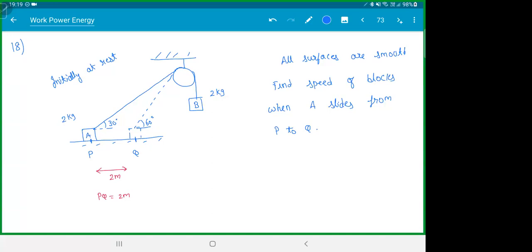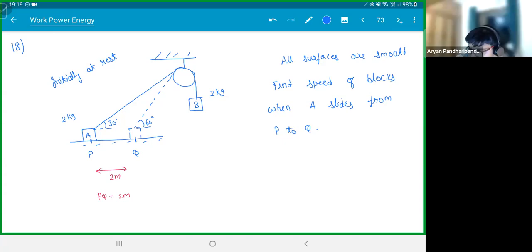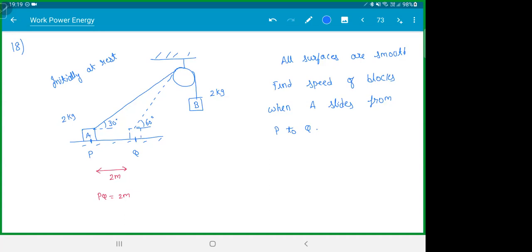First, find that one, everyone. How much will the block B come down when A goes from P to Q? Let's solve the question later. First, get me that. That's a straightforward geometry question. That is not even physics. Root 3 meters. How are you guys getting it wrong?